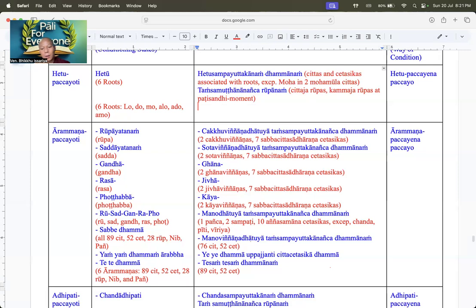So that is why 71 Sahetuka Jetas. And also the 52 Jetasikas. But here, except Moha and 2 Moha Mula Jetas. Okay. After that, here Chedja Rupa and Paṭṭhānanayo Kamacca Rupa.